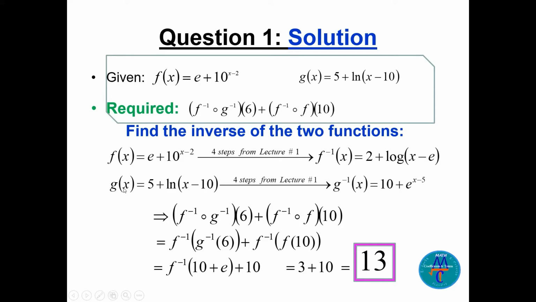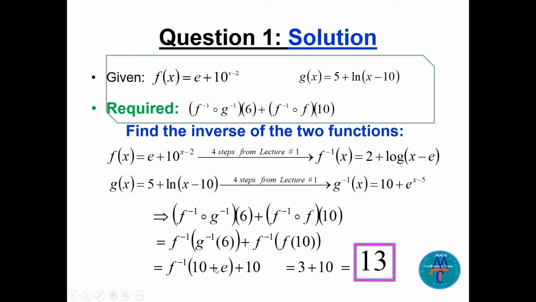Same thing we can do for function g of x, 5 plus ln of x minus 10. Use the 4 steps from lecture number 1. G inverse will be 10 plus e to the power x minus 5. So what do we do? As I mentioned, the second term here is 10. 6, I replace it in the inverse of g. So 6 minus 5 will be 1. So 10 plus e is the image of 6 by using the inverse of g.